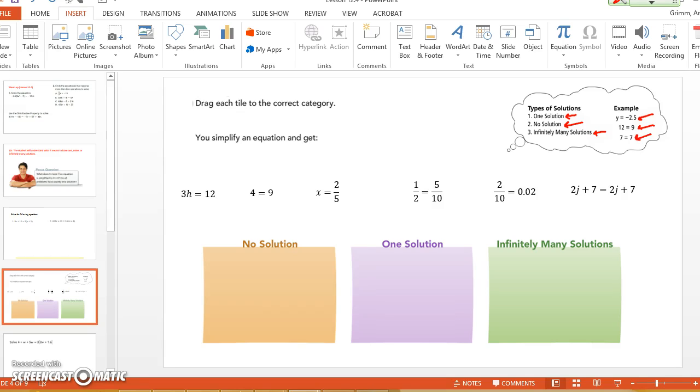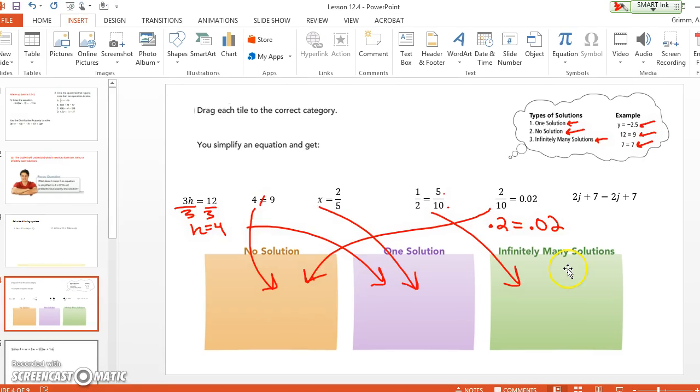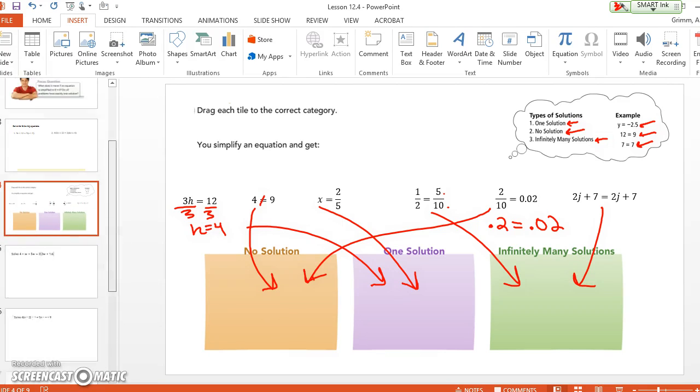So what I would like you to do is go through these, and I want you to draw arrows to whether you feel like each one is one solution, no solution, or infinitely many. You can drag them. If you drag them, that's great. I don't think it will go in there like we want it to. Okay, then great. Go ahead, do it. Yep, because those are exactly the same. Okay? All right, moving on.